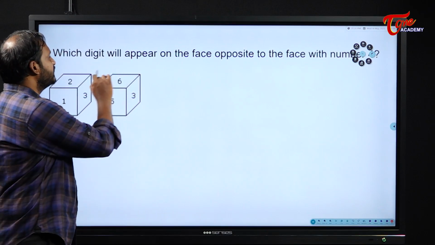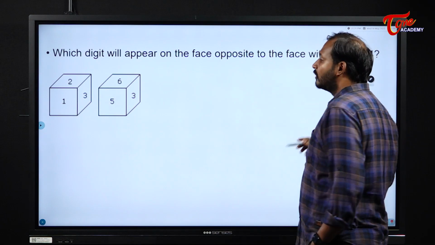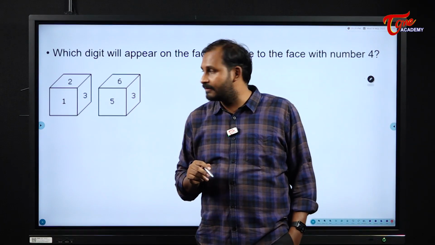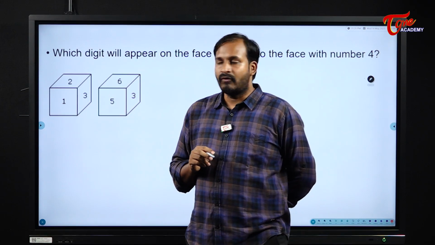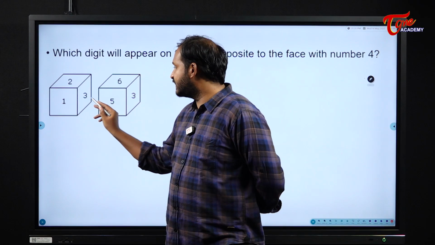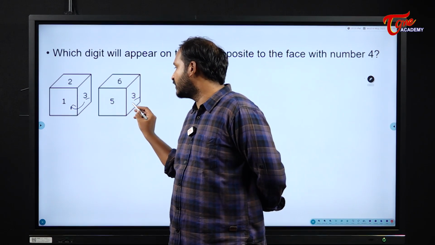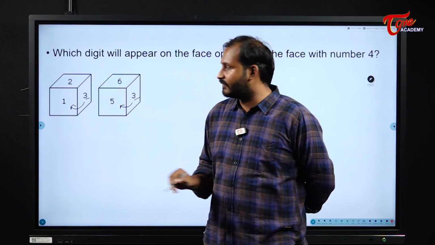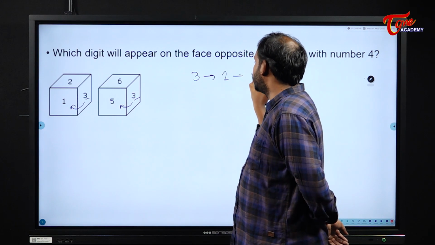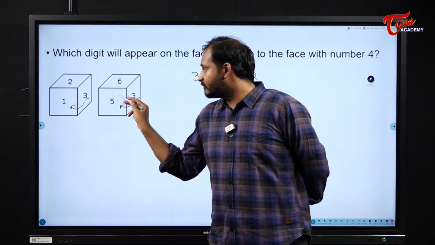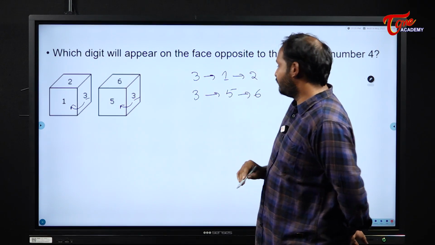Now see here, which digit will appear on the face opposite to the face number 4? Now tell me which is common in these 2 projections. What number is common in these 2 projections? Here it is 3 and here it is 3. As I already told you, it is up to you. You can move in clockwise or in anti-clockwise. So if I move in clockwise, when it comes to my first figure, what will I get? 3, 1 and 2. Right? When it comes to my second one, what will I have? 3, 5 and 6.